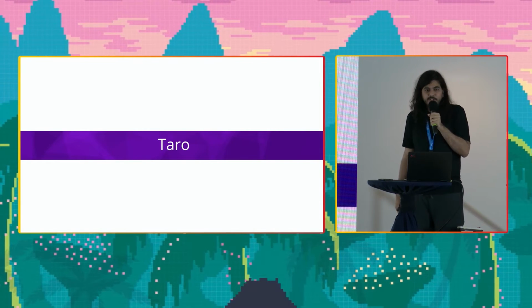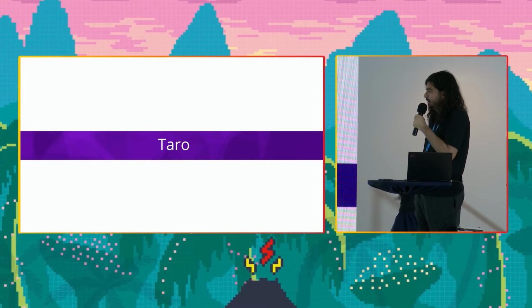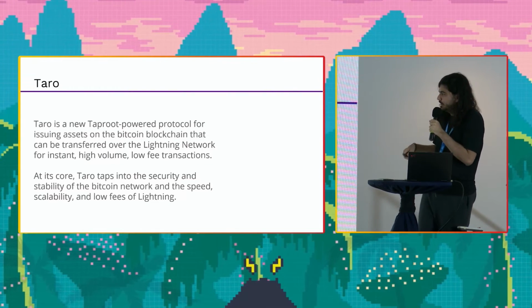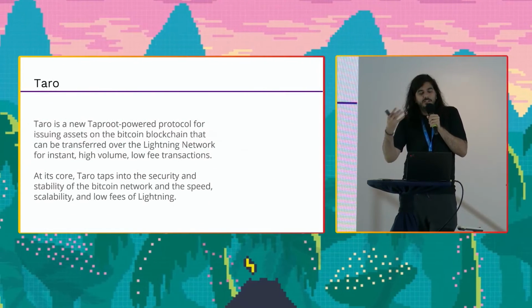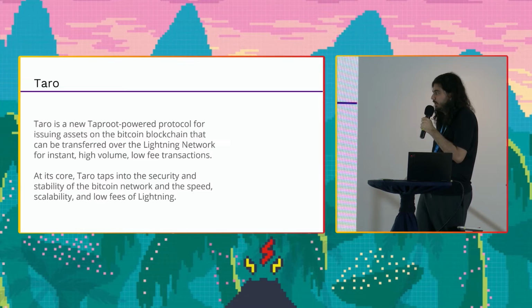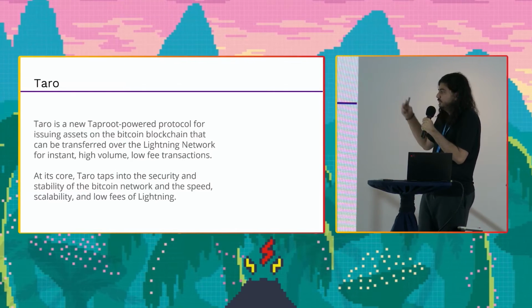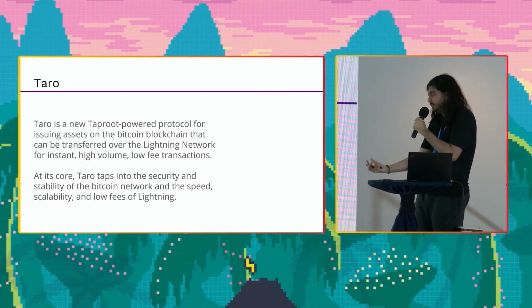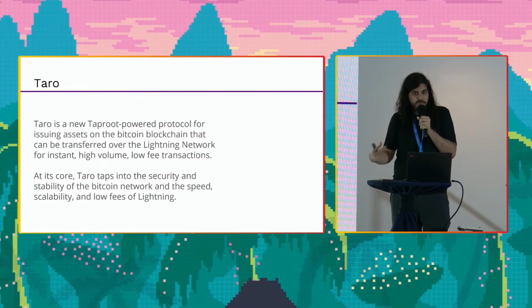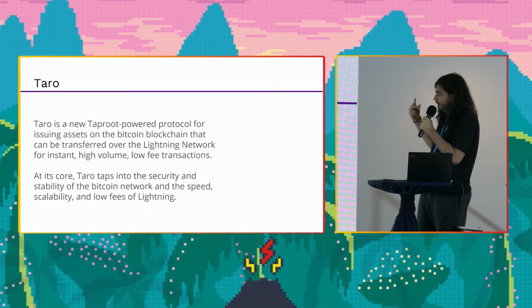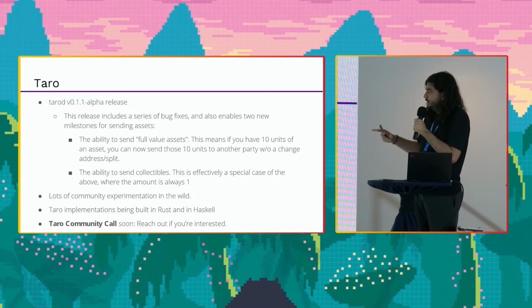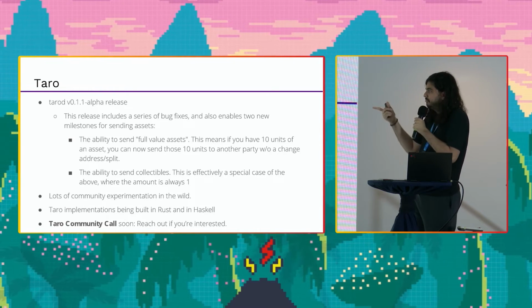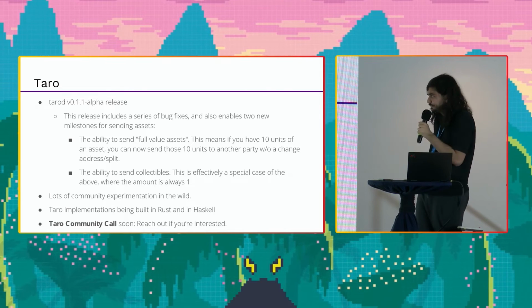Leo gave a great presentation on Taro yesterday, but I'm just mentioning it and showing some of the things. Taro, as you probably all know, is a taproot overlay that allows you to issue assets on the Bitcoin network, and then you can also transfer these assets through the Lightning network. So it gets both the security and stability of the Bitcoin base layer, but also the fastness and low fees of Lightning. We just tagged the pre-release of the 0.1.1 alpha release.